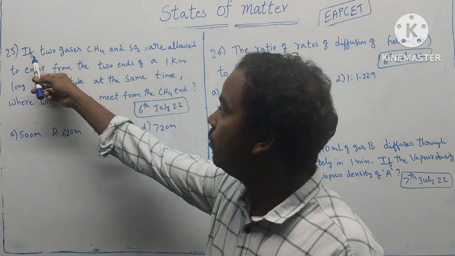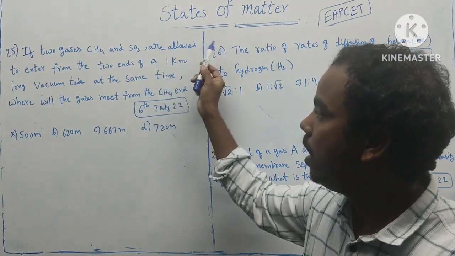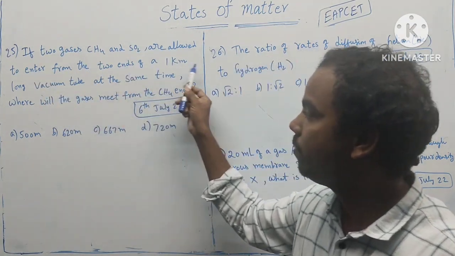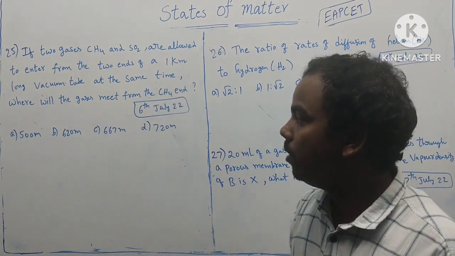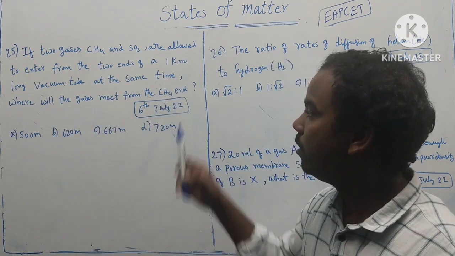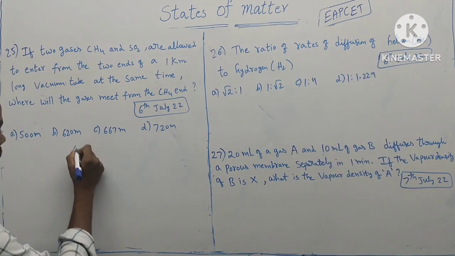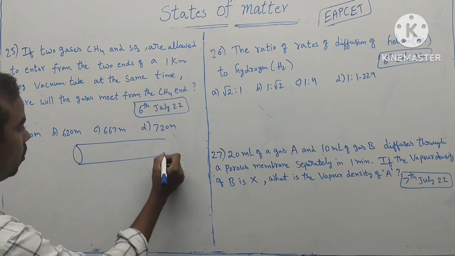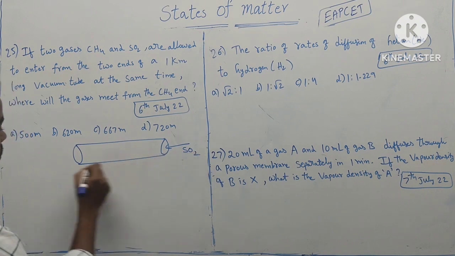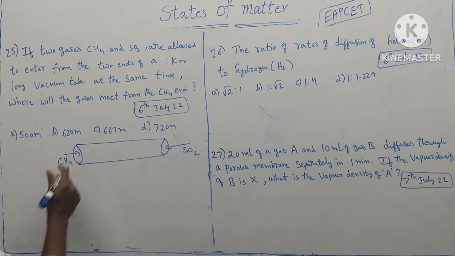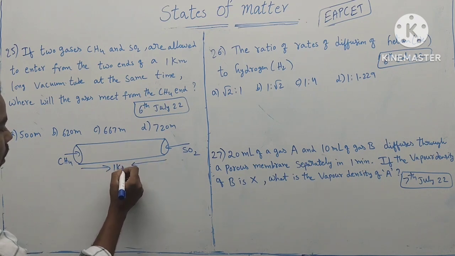See the next question. If two gases, methane and sulfur dioxide, CH4 and SO2, are allowed to enter from the two ends of a 1 kilometer long vacuum tube at the same time, where will the gases meet from the methane end, CH4 end? So if it is a vacuum tube, SO2 from this side, CH4 from this side, the gases come close to each other. The distance between the two ends is 1 kilometer.